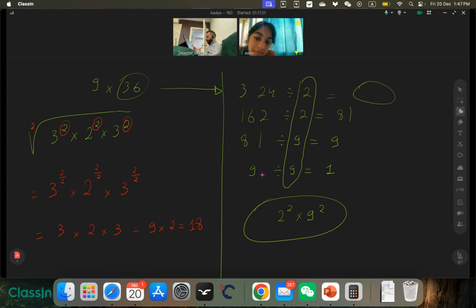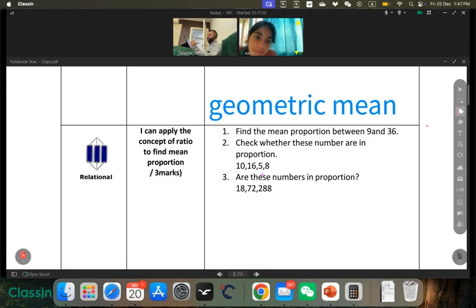Yeah. So when your teacher said the mean proportion between 9 and 36, you don't have to multiply 9 and 36 every single time. You can get the multiples of 9 and the multiples of 36 and then do the radical. It's easier this way. Okay?